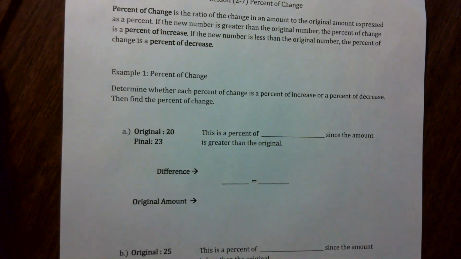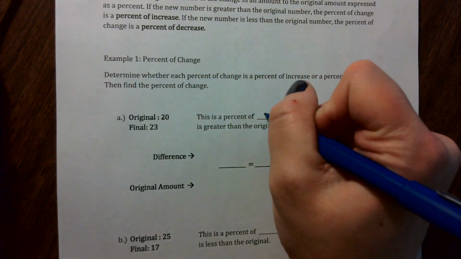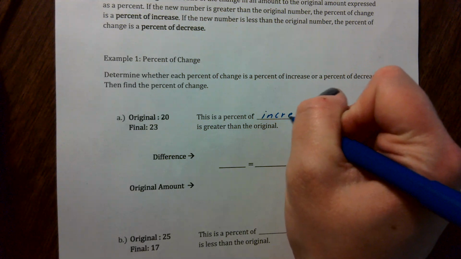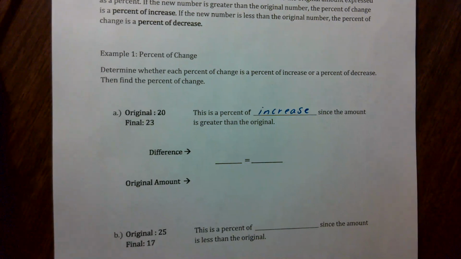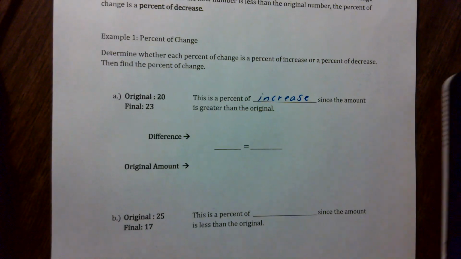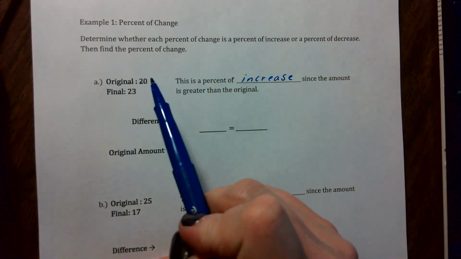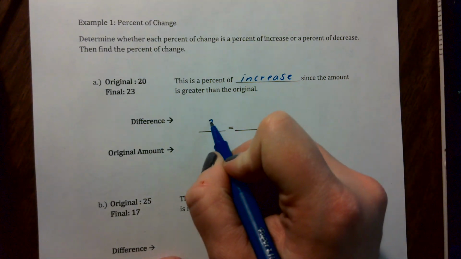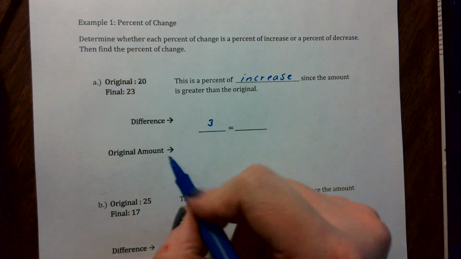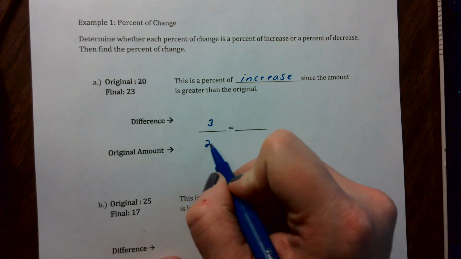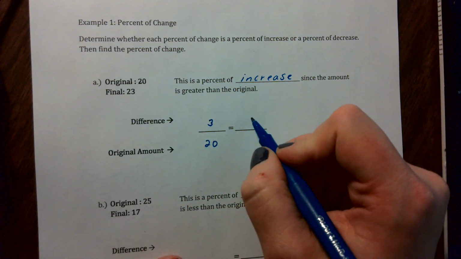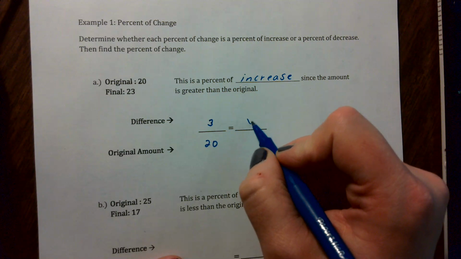So example 1, percent of change. Determine whether each percent of change is a percent of increase or decrease. Then find the percent of change. This is a percent of increase, since the amount is greater than the original. The difference is 3. The original amount was 20. So what percent is that?